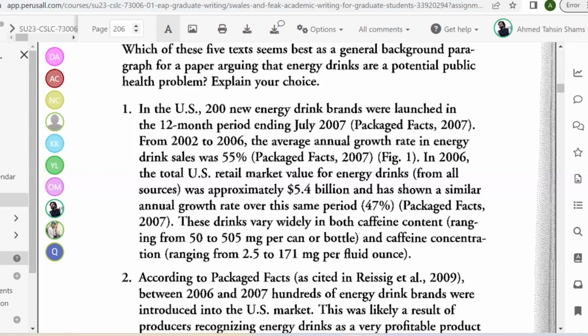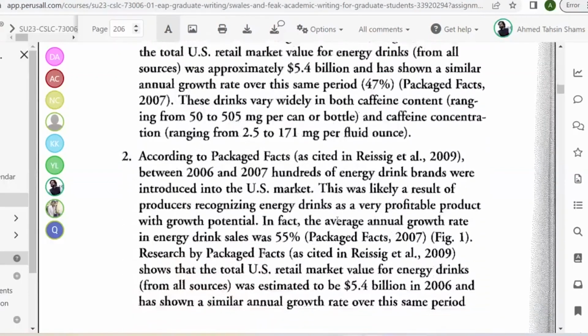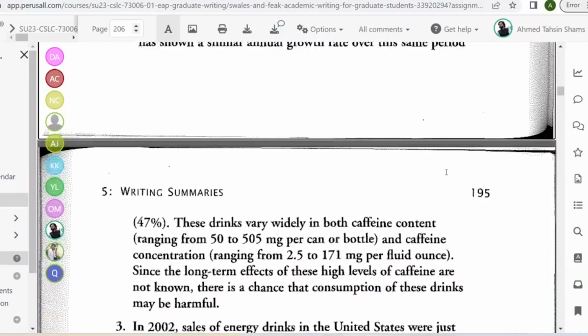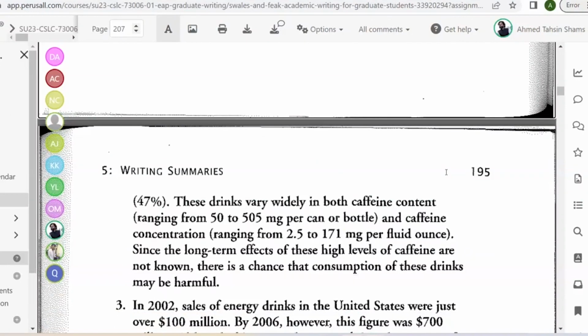The second one, let's go to the second one. This group liked the second one, right? Yes. Okay, let's see what we have. It's a problem-solution format: we have a situation with some data, and then the problem statement on the next page. These drinks vary widely in both caffeine content and caffeine concentration. Since the long-term effects of this high level of caffeine are not known, there's a chance of a hypothesis also. So there is something mentioned.